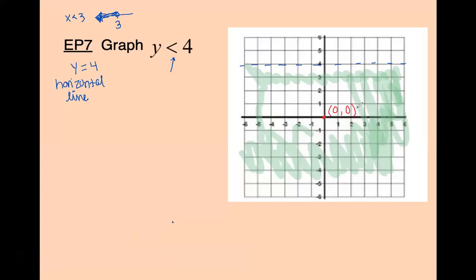This is the point 0, comma 0. All right, now it's in my shaded region here, which means it should be a solution. So if I take my 0, 0 and I plug it in here, is 0 less than 4? Is that true? Yes, right? So I have shaded the correct side of the line.